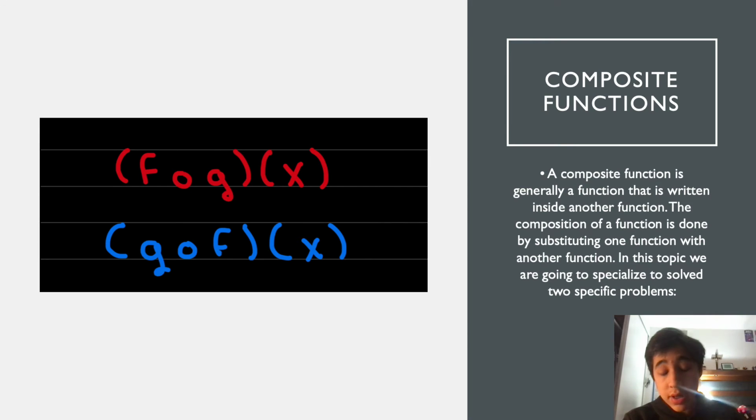So the other topic will be composite functions. A composite function is generally a function that is written inside another function. The composition of a function is done by substituting one function with another function. In this topic, we're going to specialize to solve two specific problems. As we can see here, it will be f of g and g of f.